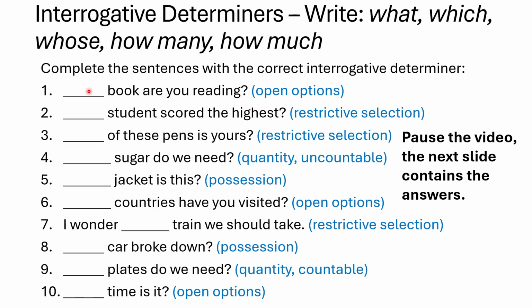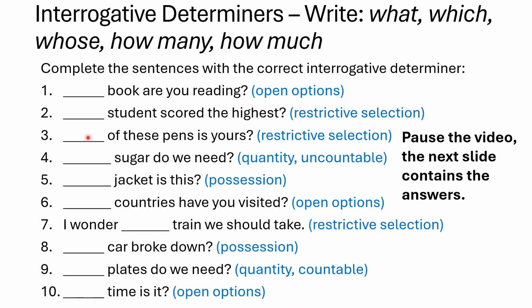1. What book are you reading? The interrogative determiner needs to indicate open options. 2. Which student scored the highest. The interrogative determiner needs to indicate a restrictive selection.